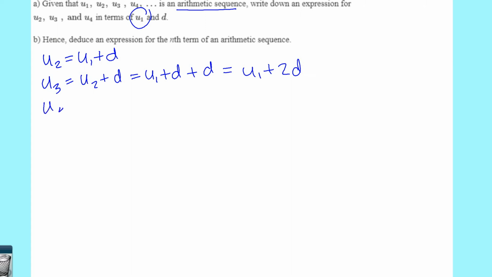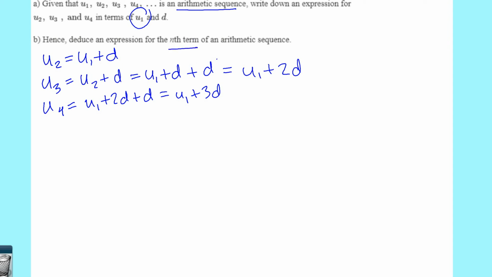Alright, get the fourth term. Take the one before the fourth term, but I'm going to use U1 plus 2D, and add another difference. Noticing what's happening? Alright, hopefully. Every time I'm adding another difference.